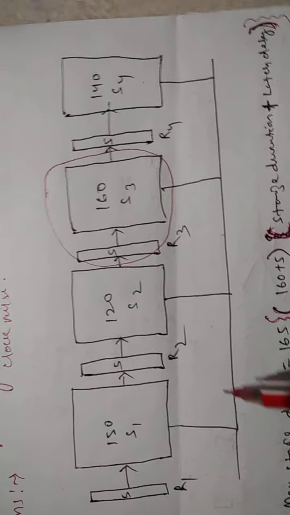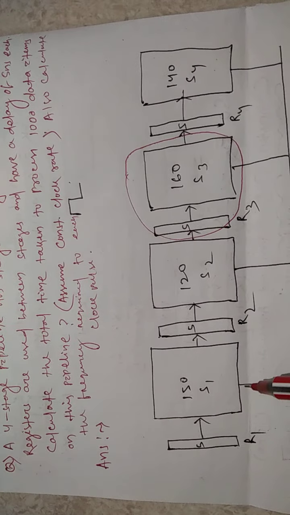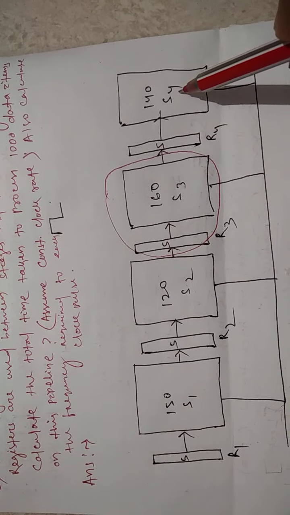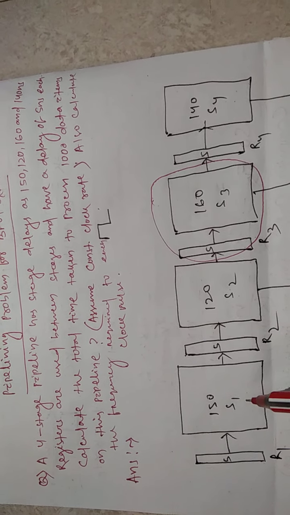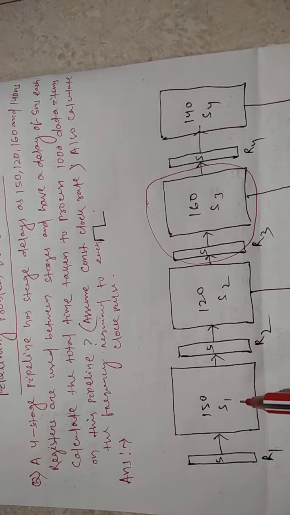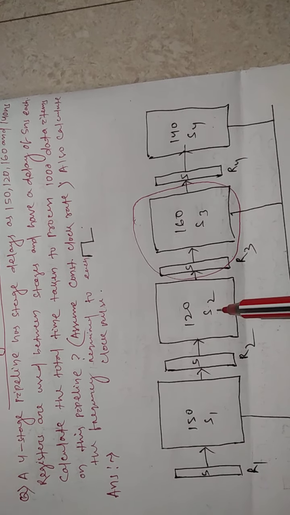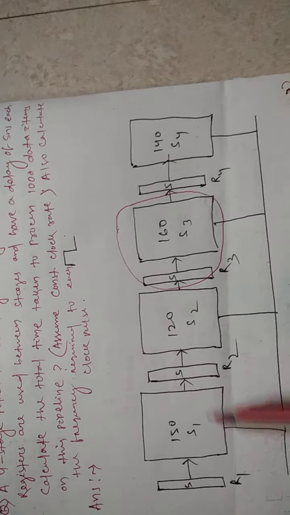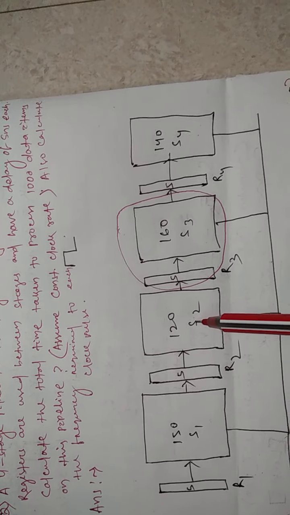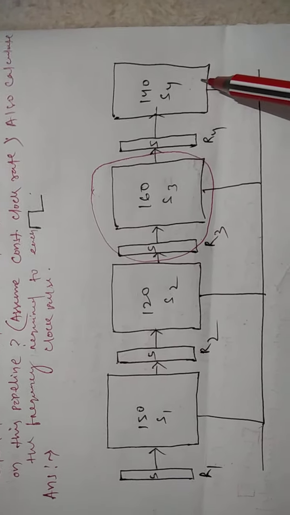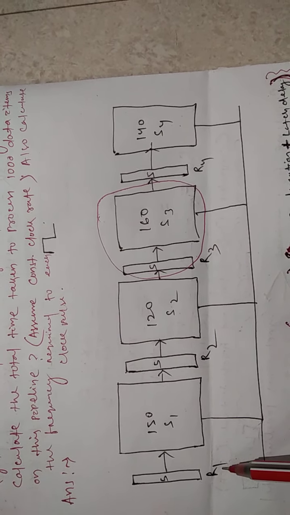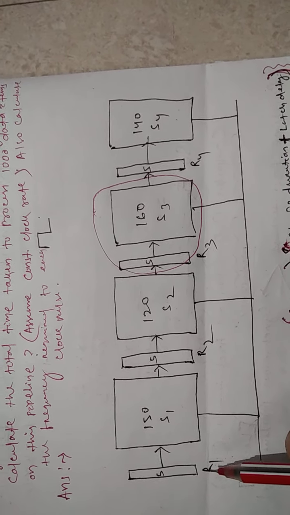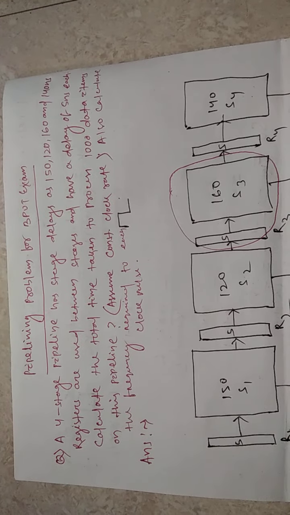So here is the diagram. How many stages are there? 4 stages: stage 1, stage 2, stage 3, stage 4. The first stage delay is 150, this is called the phase duration of S1, then the second phase duration, third phase duration, fourth phase duration: 150 nanoseconds, 120 nanoseconds, 160 nanoseconds, and 140 nanoseconds. And these are the corresponding registers, the interface registers, or you can say the corresponding latches, which are given in your question.